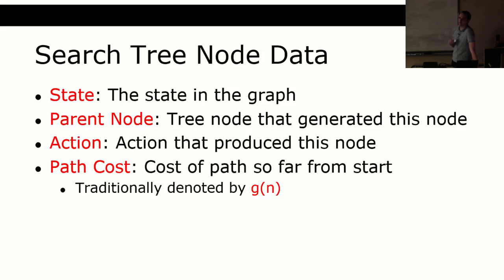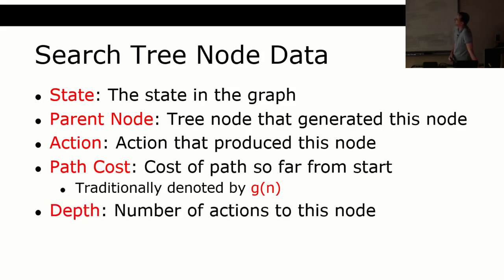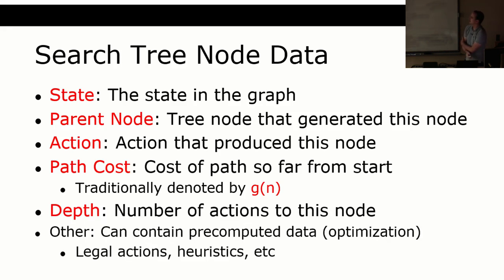We will be storing that in a future lecture, and that's going to be called G. So G is the cost function so far. We may, depending on the algorithm that we're using, also want to store the depth, or the number of actions that we've taken, which is different from the cost that we've traveled. And there may be other data that we store as well.